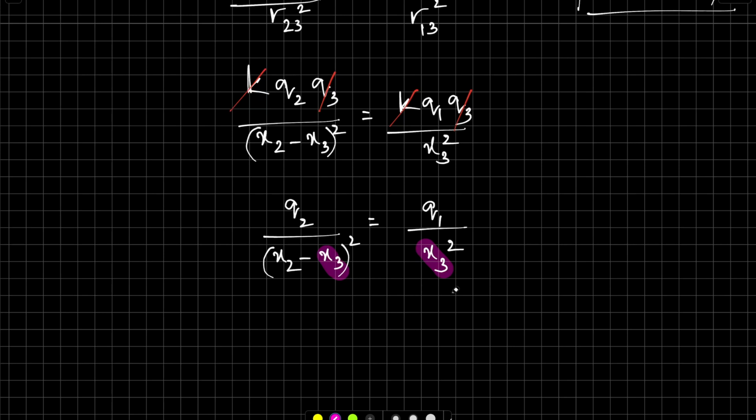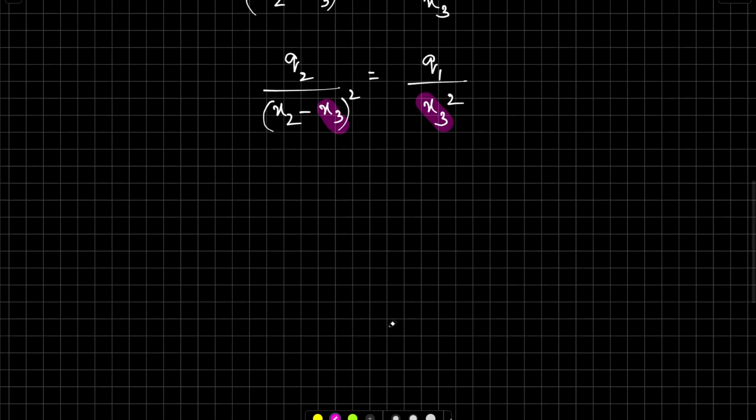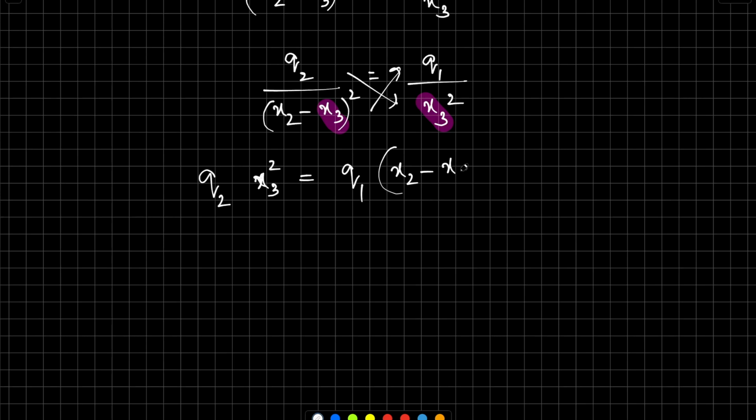Okay, so you can use your calculator if you want. If you're allowed to use a calculator in the exam, you can use shift solve to find x3. Or you can use the proper method. Alright, so I'm going to take (x2 minus x3) the whole square to the right side. I'm going to cross multiply it. So it will be Q2 x3 squared equals Q1 times (x2 minus x3) the whole squared.